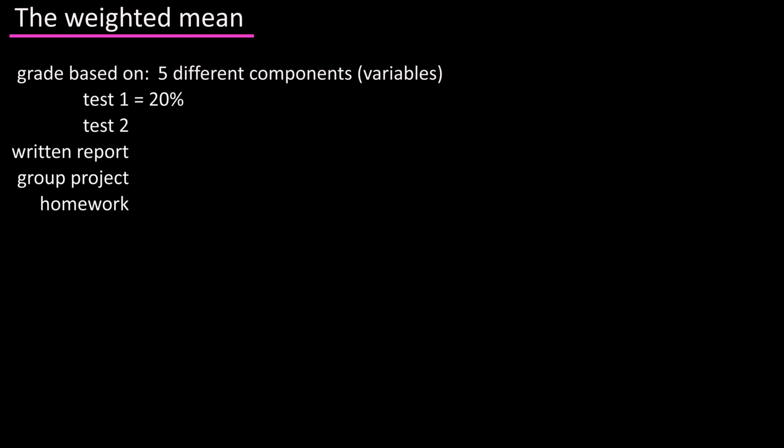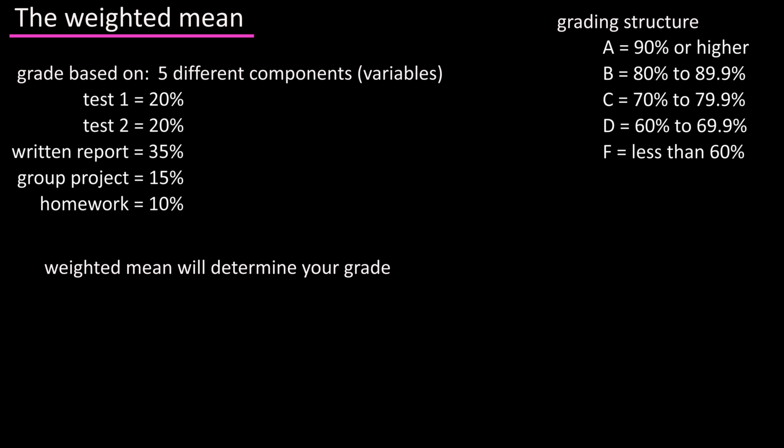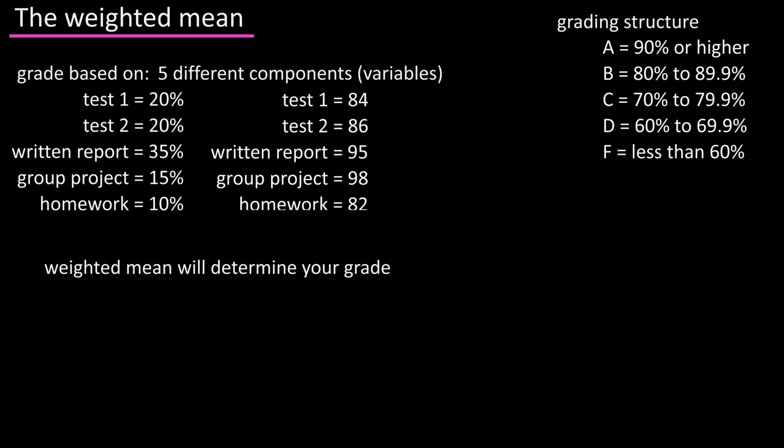Each test will be 20% of your grade, the written report will be worth 35%, the group project will be 15%, and homework will be 10%. Your weighted mean will determine your grade in the class with the normal grading structure as you see here. Your results on the 5 variables are 84 on Test 1, 86 on Test 2, 95 on the written report, 98 on the group project, and 82 on homework.